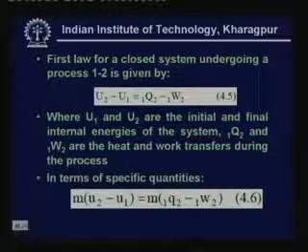The same equation can be written in terms of specific quantities. All we have to do is separate out the mass. The total internal energy U2 can be written as mass times specific internal energy u2. Similarly, the total internal energy U1 can be written as mass times specific internal energy u1. So equation 4.5 can be written as m times (u2 minus u1) equals m times (1q2 minus 1w2), where 1q2 and 1w2 are the specific heat transfer and work transfer.